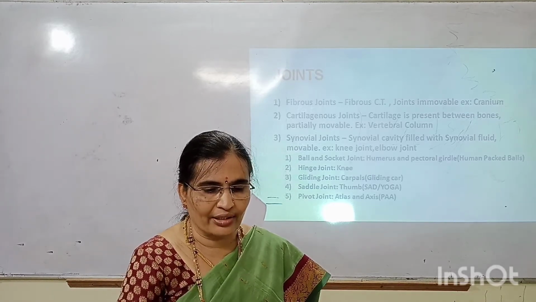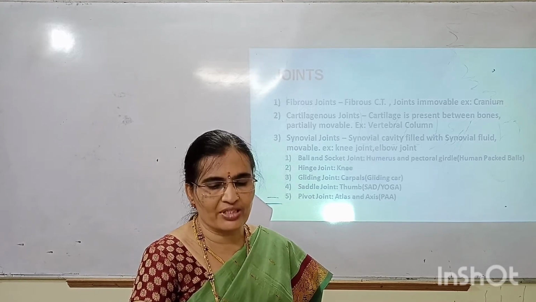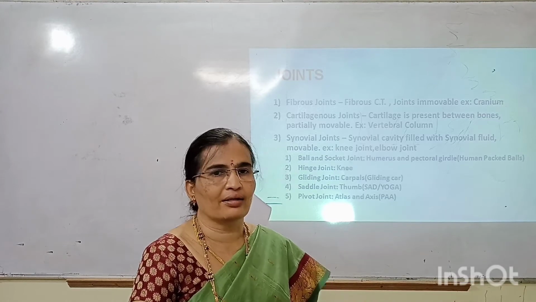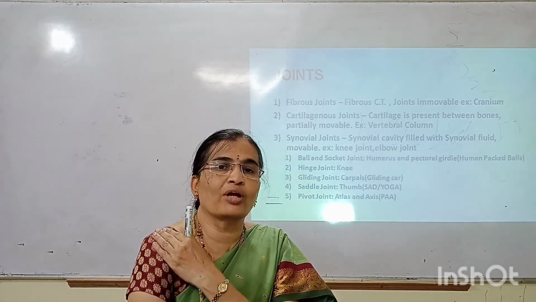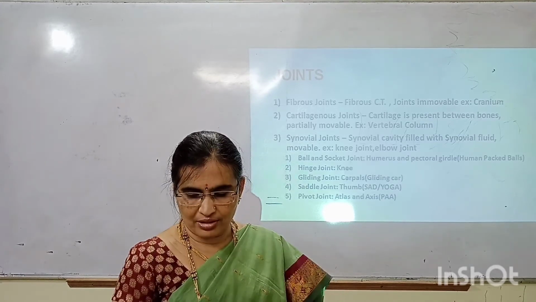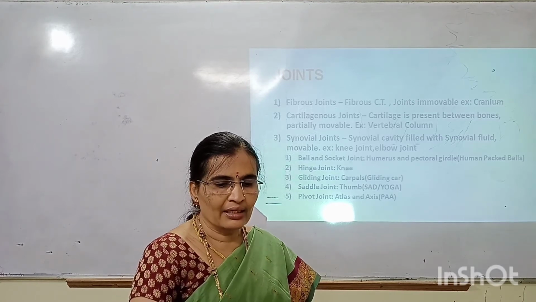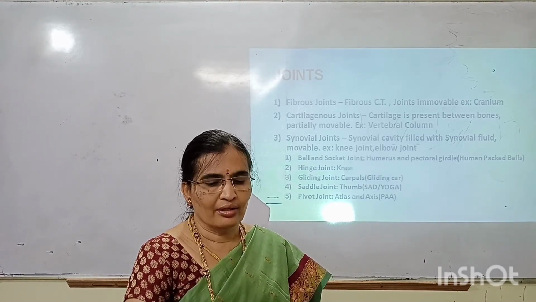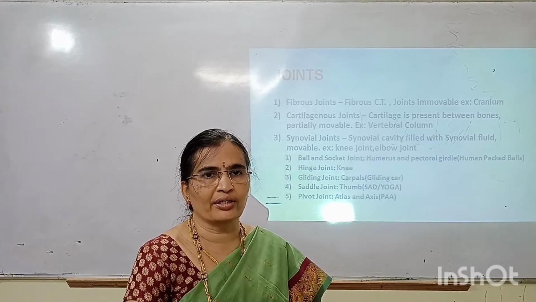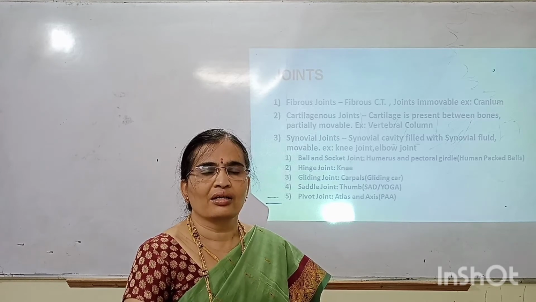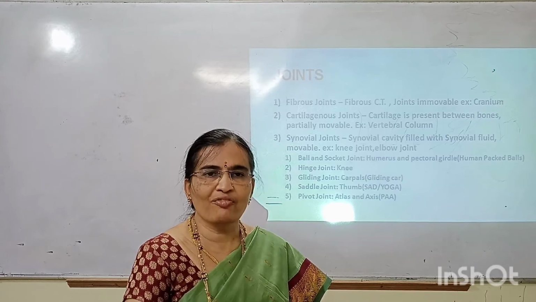Ball and socket joint. That is, a ball and socket joint is present between the humerus, the arm bone, and the pectoral girdle. Like this, the ball and socket joint is present. Then hinge joint. The knee joint is called a hinge joint. Here we can fold our legs to one side. That is because of the hinge joint.